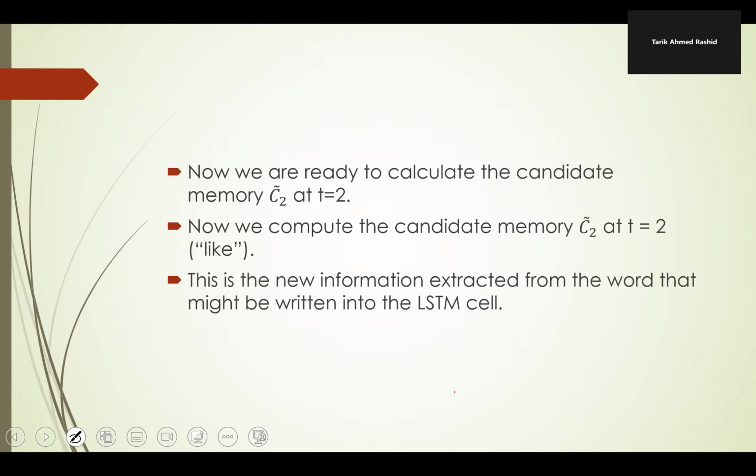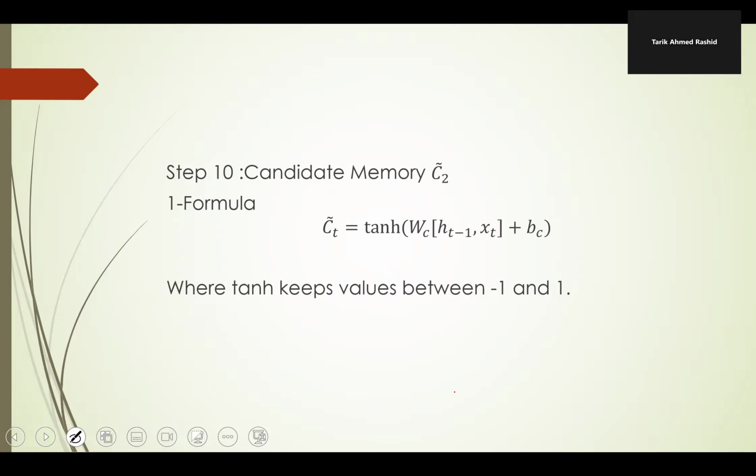Now we need to calculate the candidate memory at T2 for "like." This is the new information extracted from the word that might be written into the cell. That is C2 tilde, which can be found by the weight matrix of candidate memory times the same input concatenated with hidden, plus the bias. Of course, with tanh, which ranges between -1 and 1.